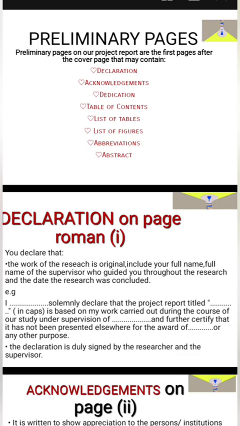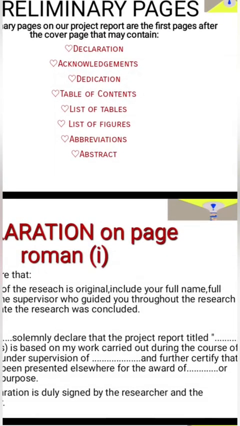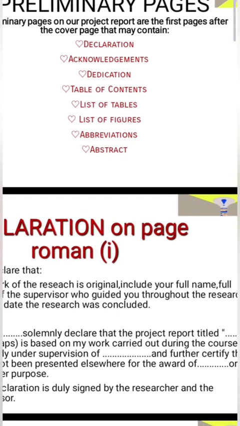Now today we are going to look at the preliminary pages, or the first pages that normally appear after the cover page, that may contain the declaration, the acknowledgements, dedication, the table of contents, the list of tables, the list of figures, abbreviations, and abstract.